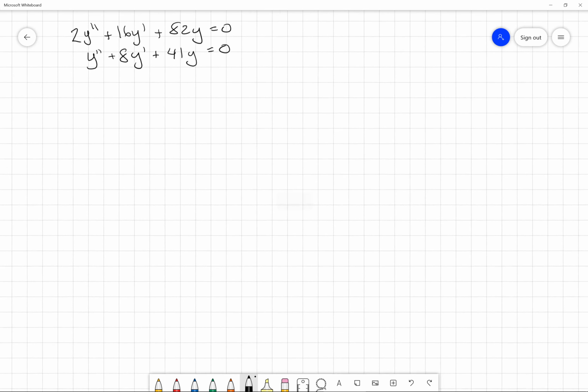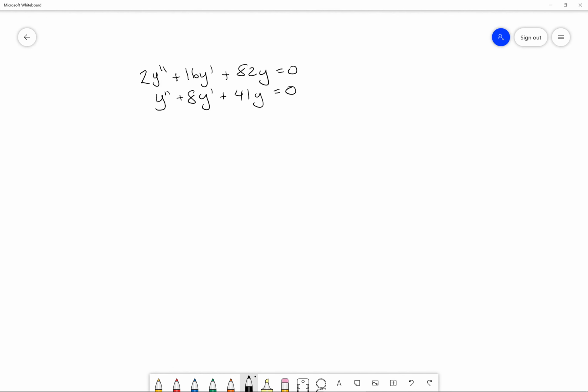Here we'll start off with 2y double prime plus 16y prime plus 82y equals 0. I can simplify this a little bit further. Divide both sides by 2, you get y double prime plus 8y prime plus 41y equals 0. Again, like before, we assume the form of the solution, y is equal to e to the mx.